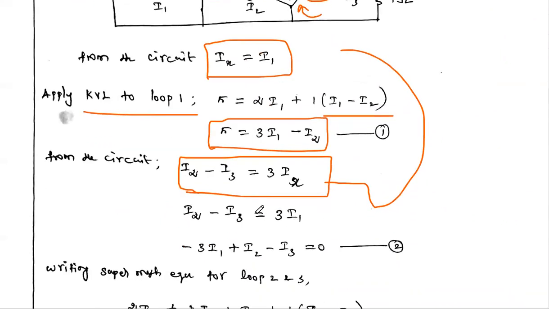So I2 minus I3 equal to 3I1. Then you collect all the I1, I2, I3 terms and order them, then we can get one more equation: minus 3I1 plus I2 minus I3 equal to 0. It is equation number 2.